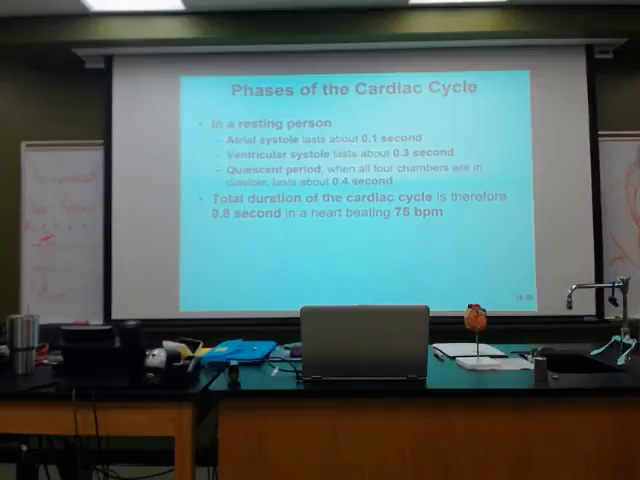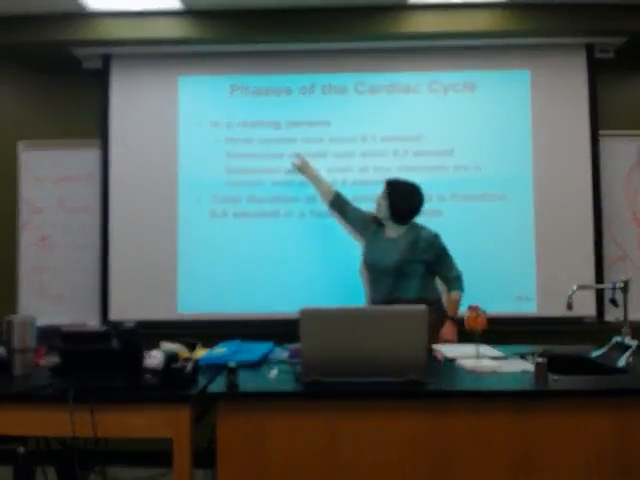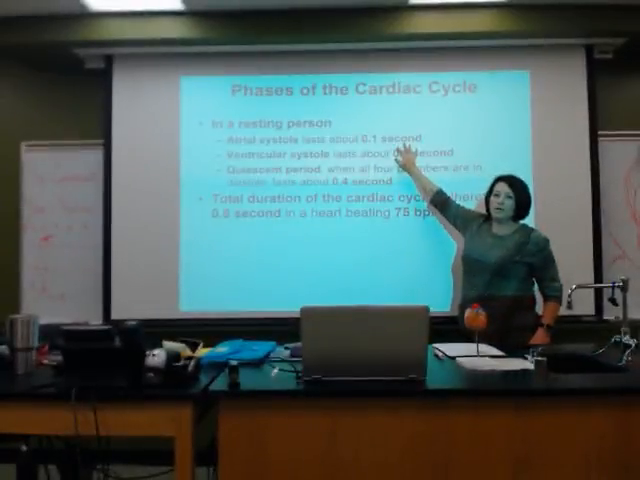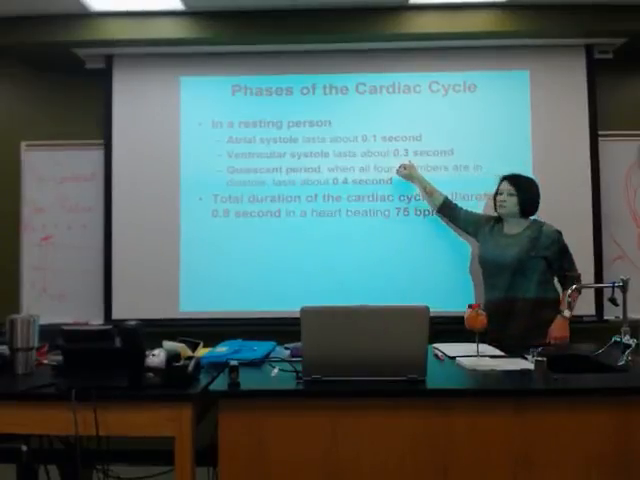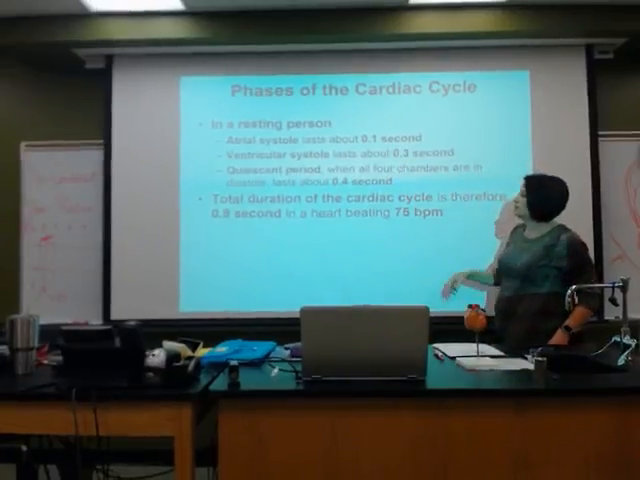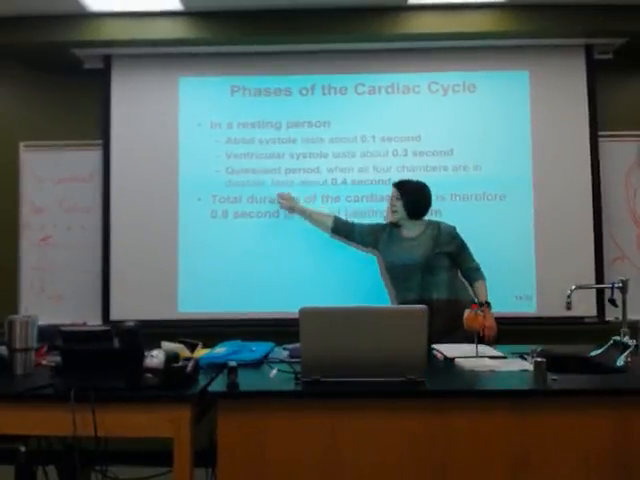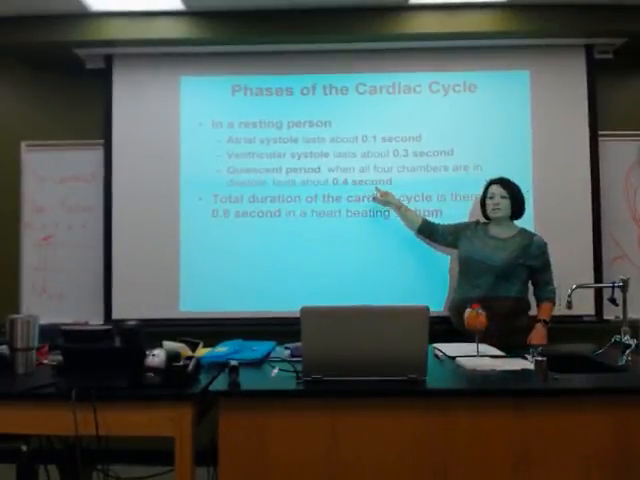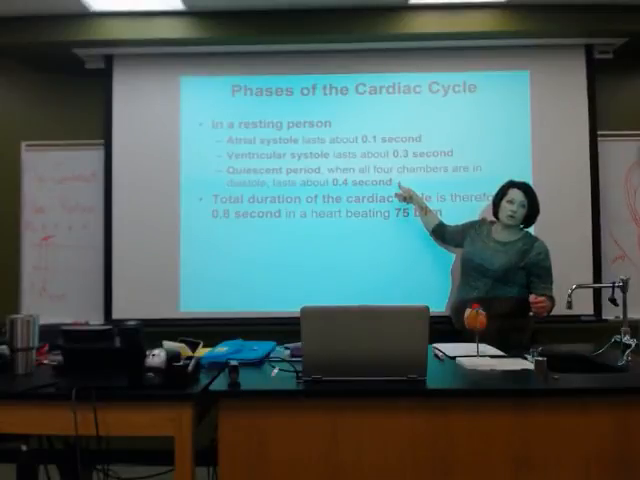So, remember about 1 second? And a person who's at rest, atrial contraction, about 0.1 seconds. Ventricular contraction, about 0.3. When all the 4 chambers are in relaxation, about 0.4 seconds. Because what are we needing to occur?